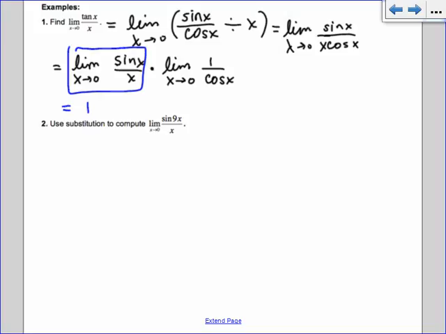And the other one we're going to try to plug in for. So if I plug in 0 into the second fraction, I have cosine of 0. Is that 0? No. Cosine of 0 is what? 1, right? Think unit circle. It's 1. So we end up getting 1 times 1, which is just 1. So it works out. It's 1. A lot of people will try to say cosine of 0 is 0. It is not. It's 1.